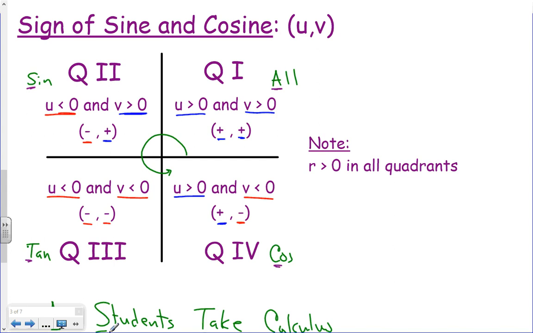One thing to note here, I guess, R is positive in all these quadrants. We mentioned that up above when we were looking at the definitions for sine and cosine. But R is positive in all these, so that's why it doesn't matter what R actually is equal to. It's positive, so the ratio in terms of being positive or negative is always going to be based on U and V.